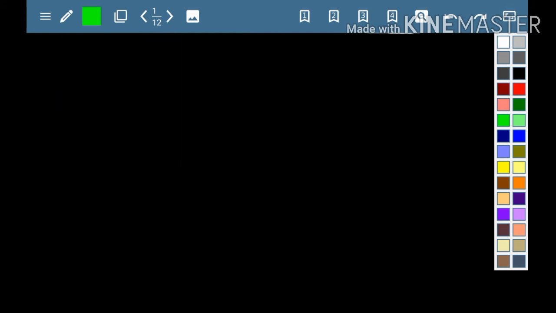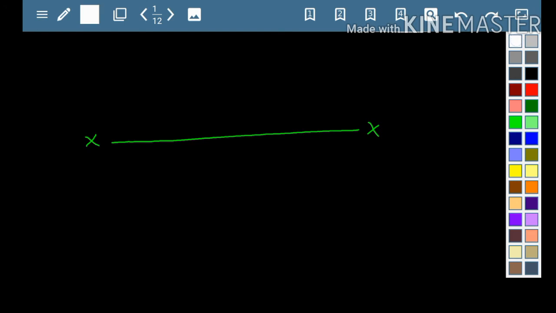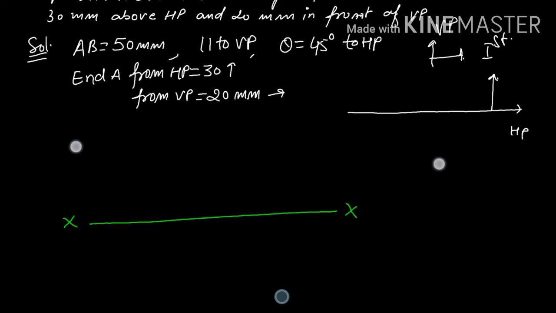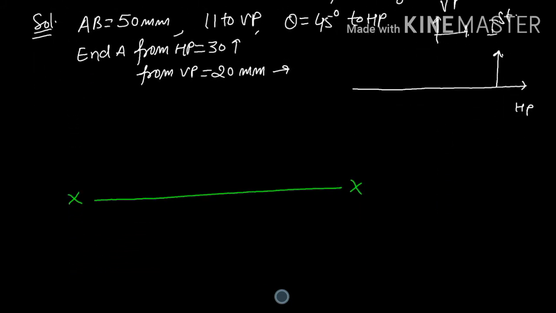So here we will draw our solution. Based on the data given, I'm directly drawing the solution on your drawing sheet. What you have to do is mark a line which is XY. Now, what is given? We are given AB length 50 mm, parallel to VP. So first we have to draw this case: the line is parallel to VP.